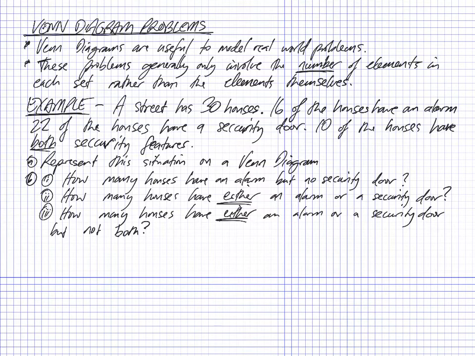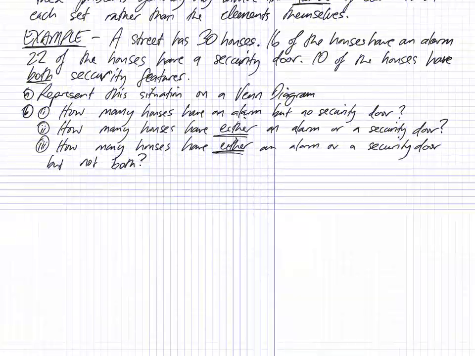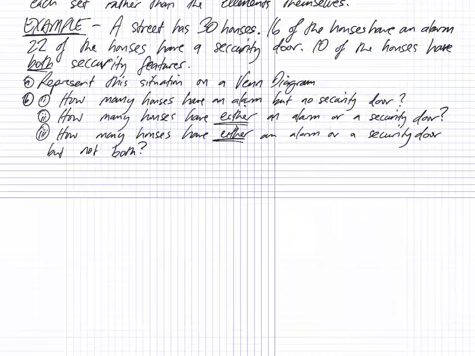So let's have a look at this particular question. The example is, a street has 30 houses, 16 of the houses have an alarm, 22 of the houses have a security door, 10 of the houses have both of the security features. So the first part of the question is we want to represent this situation with a Venn diagram. And then the second part is answering some questions about the situation using the Venn diagram.